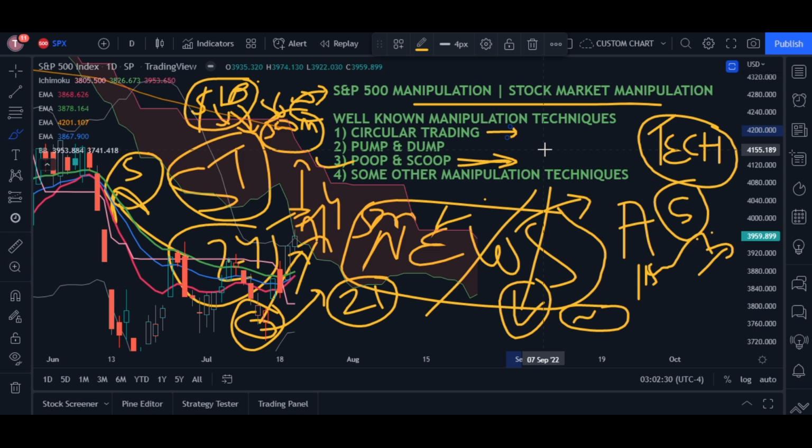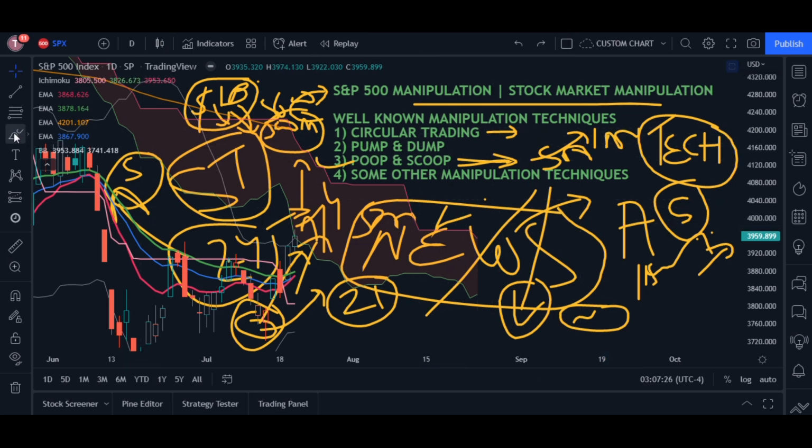But sometimes they also send information to the market, again through the news, that this company is doing very well, the stock is moving up and the target price is, so currently that stock is trading at $500, and they say that the target price is $1,000 within 1 quarter or within 6 months. So when there is news about this, the retail traders would like to jump in and participate in the trading. As soon as they come into the picture, the manipulation happens. That is the poop and scoop.